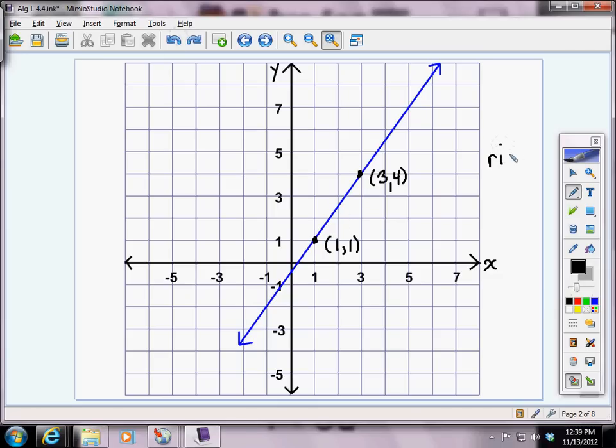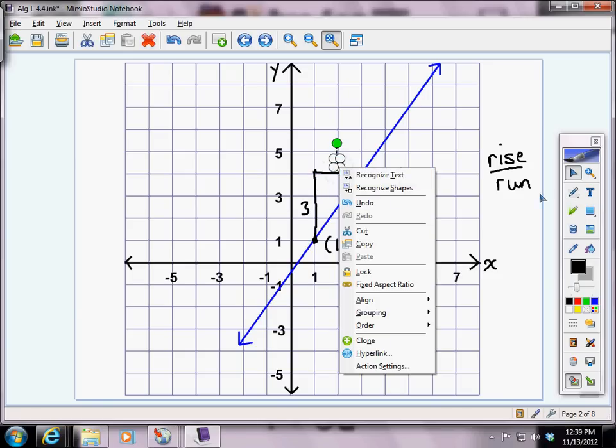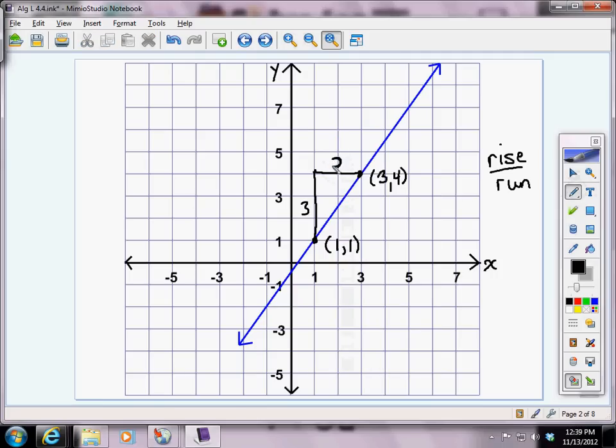Now you've probably heard of this phrase before, rise over run. We can use rise over run to figure out the slope of a line. So from here, if we rise 1, 2, 3, and we run 2, the slope of this line is 3 over 2. Now the cool thing about this is that it works for any points we pick on this line. Let me give you an example.